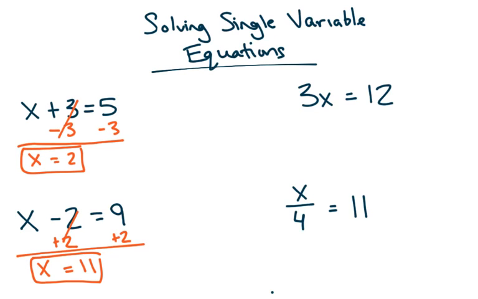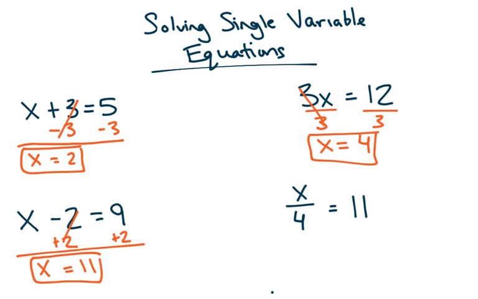Looking at my next part, I've got 3x equals 12. That 3 is being multiplied by the x. So to get it to the other side of my equal sign, I do the opposite of multiplication, which is division, which again I have to do to both sides. That cancels my 3 out. I am left with x equals 4. And as you can see, there is my solution.